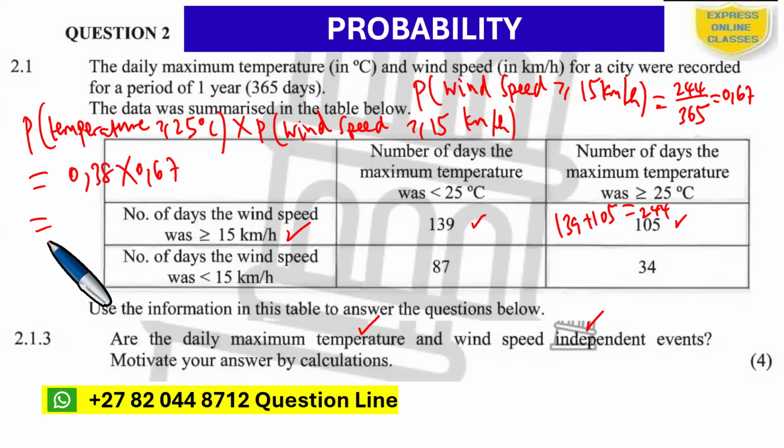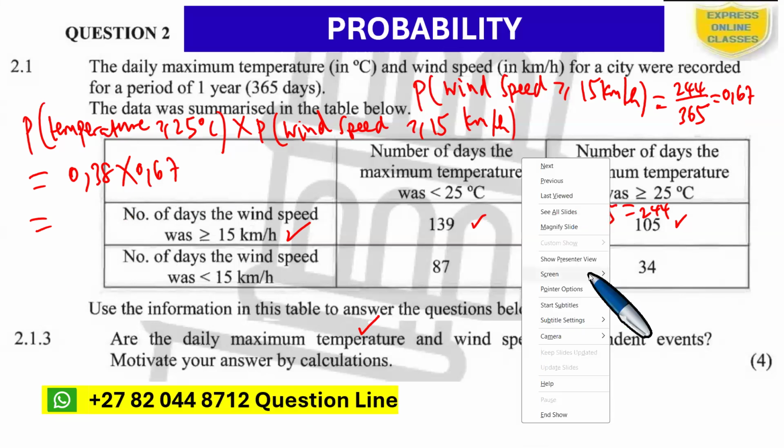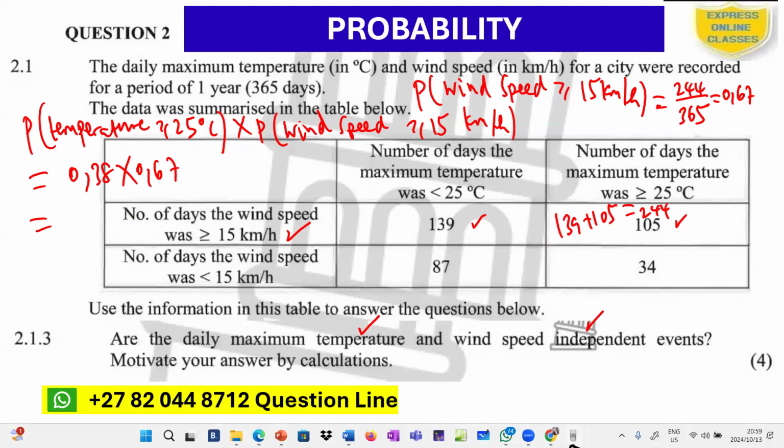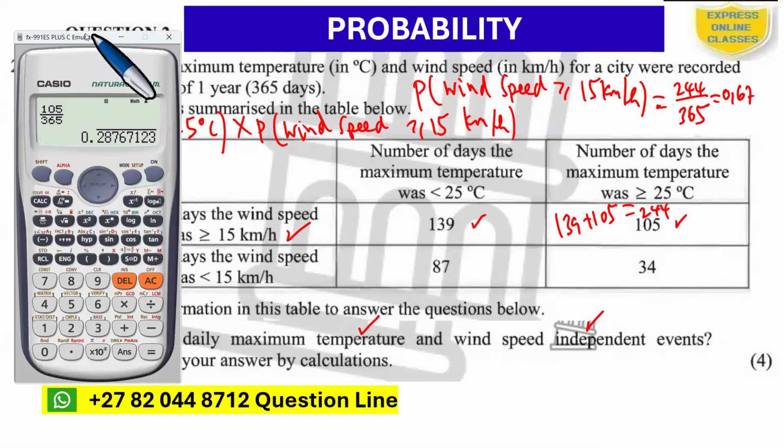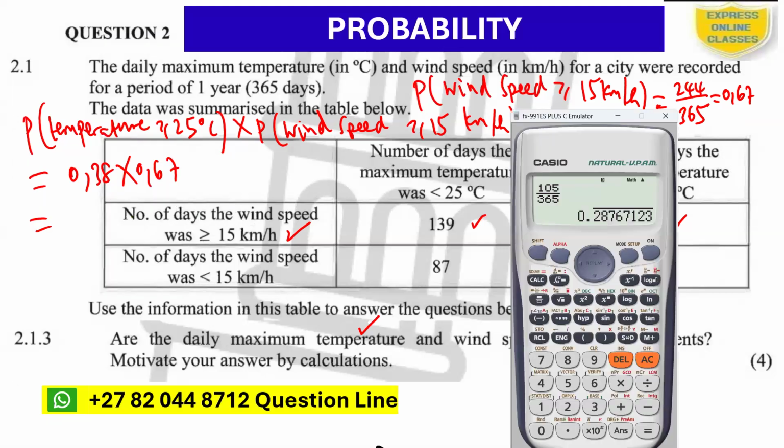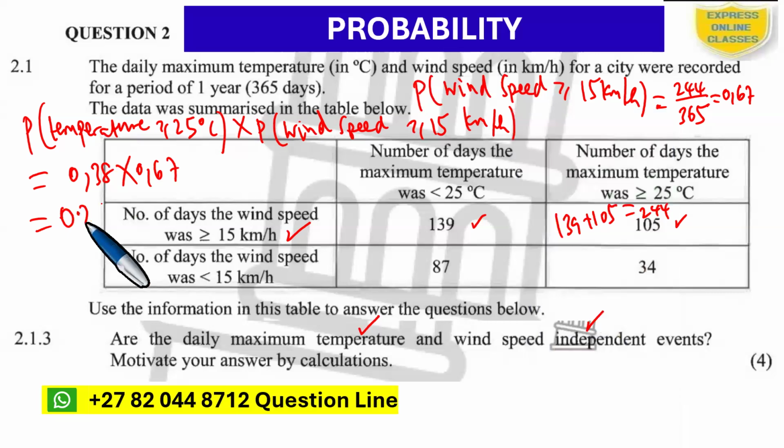Let us use a calculator to check the answer. You'll then be in a position to do the following: 0.38 times 0.67. It is 0.25.